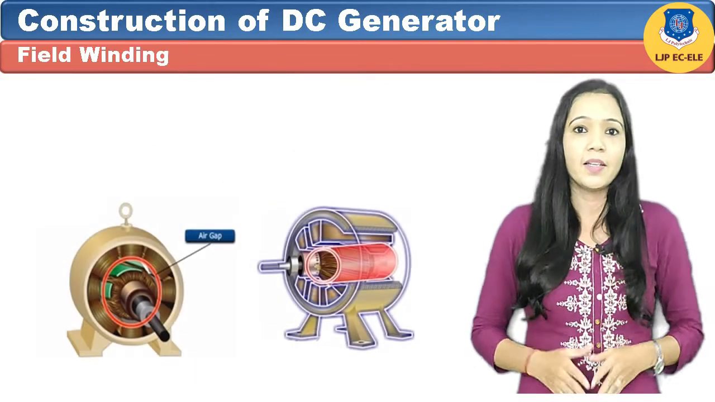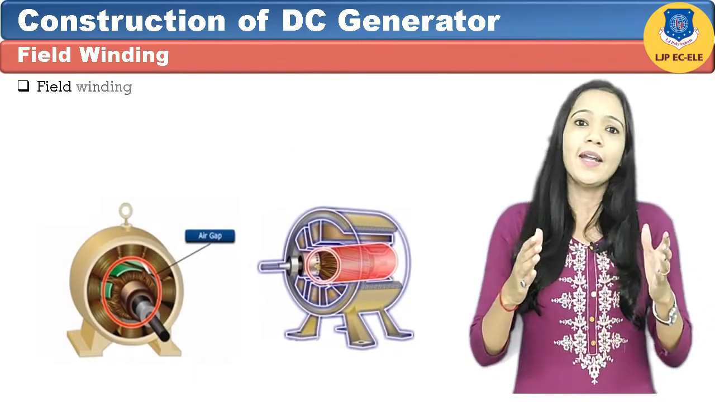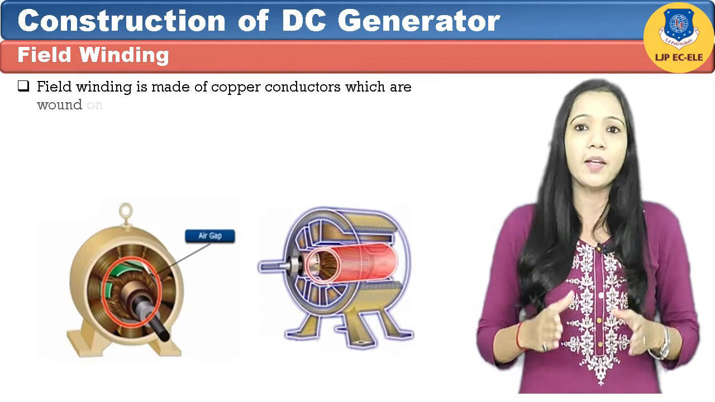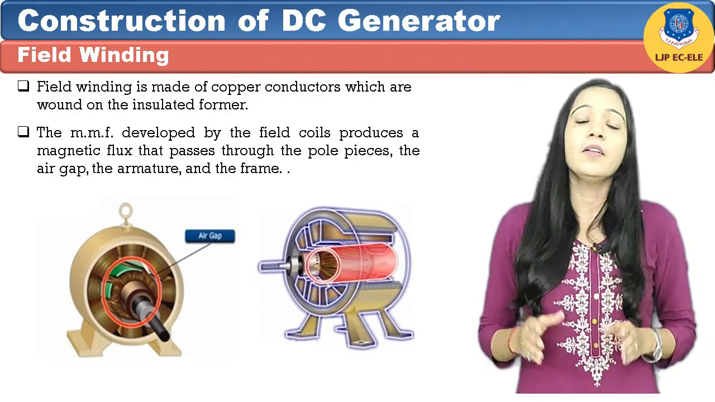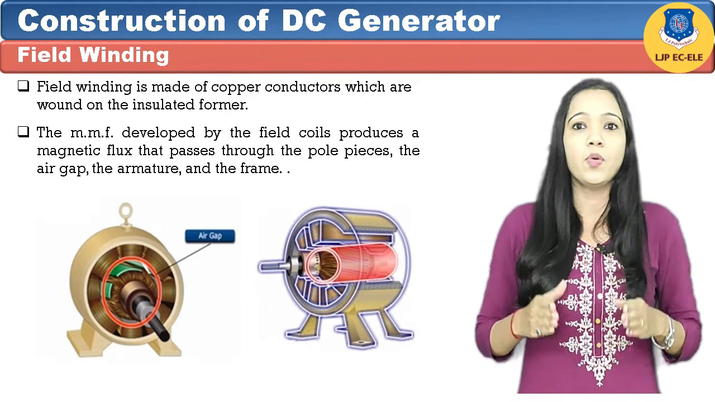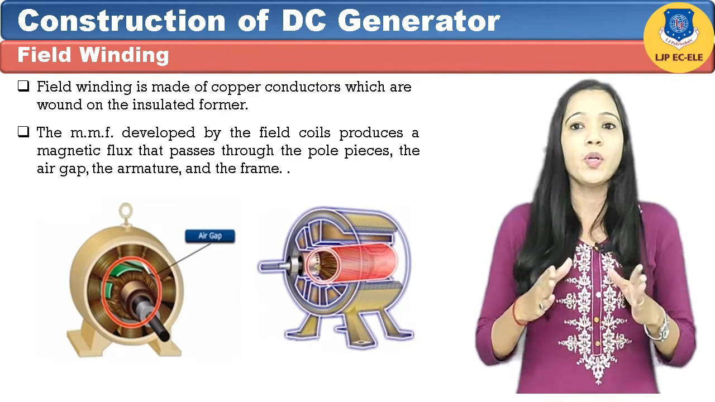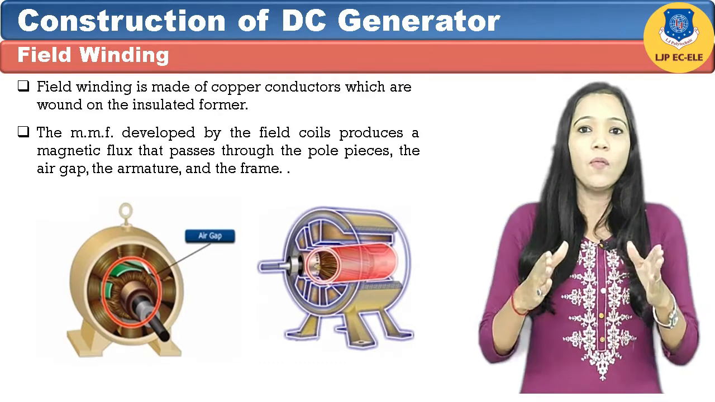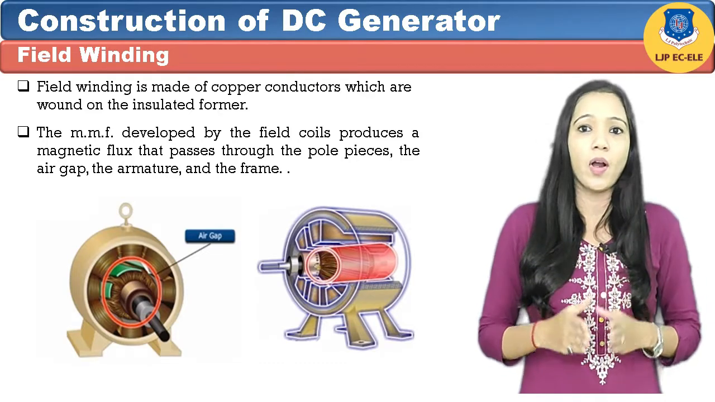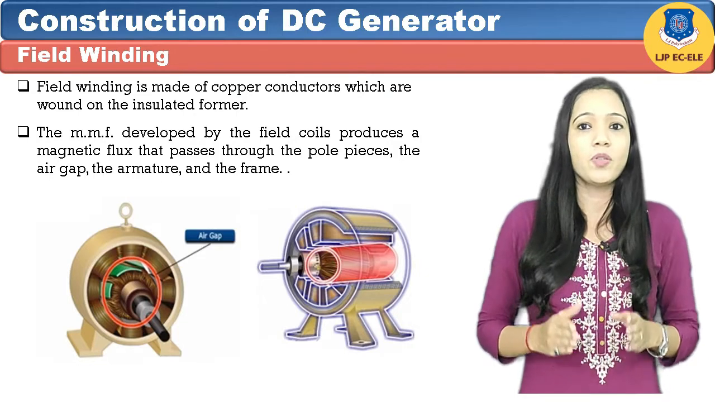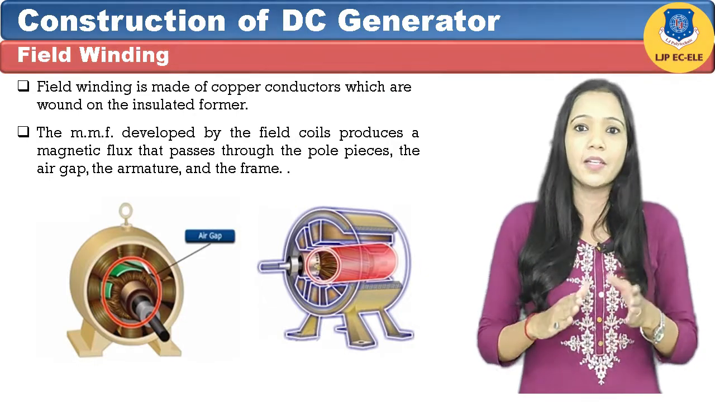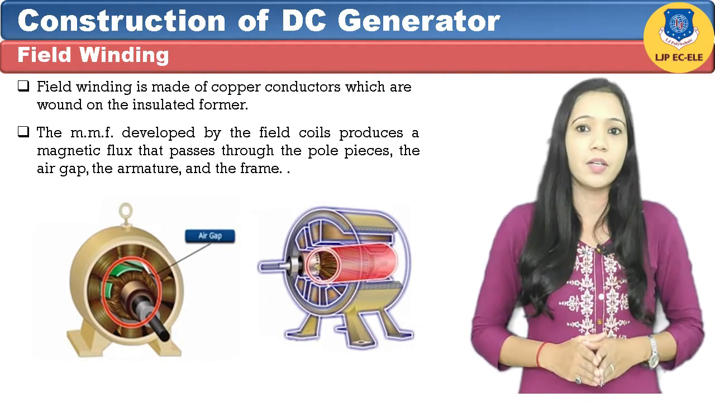The next part is the field winding. The field winding is generally made of copper wire or strips wound on the former. After getting the correct dimension, the former is removed and the wound coil is put into place over the core. When current is passed through the coils, the poles get electromagnetized and produce the necessary flux that is cut by the revolving armature conductors.